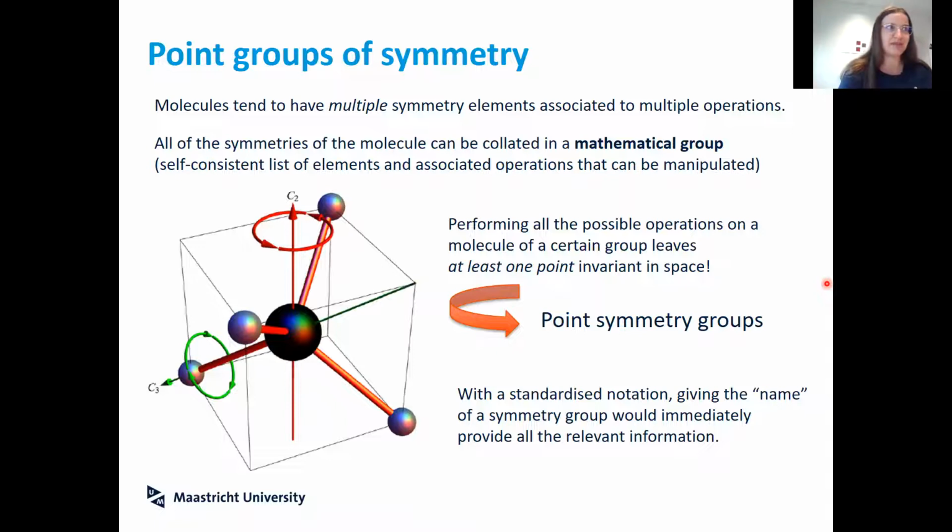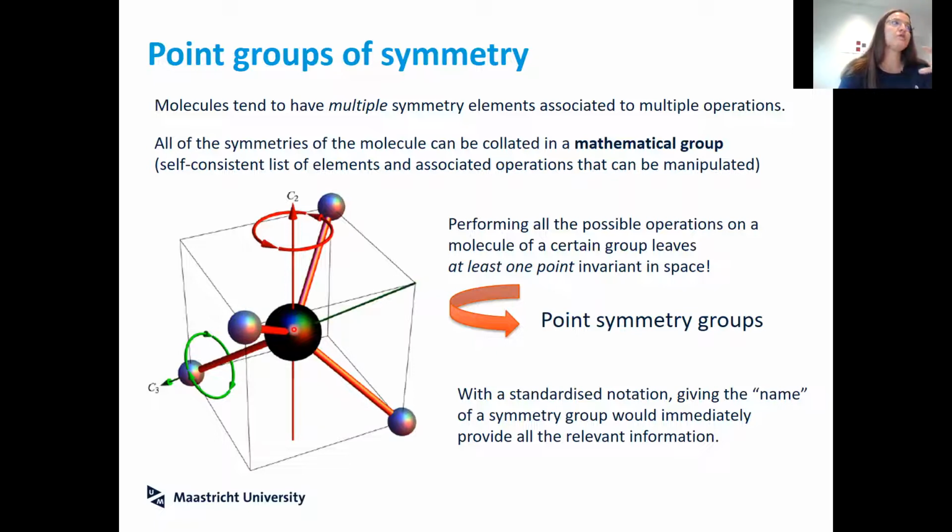There are people that spend their whole life working in group theory. We don't have to know the whole group theory to know that we can use a symmetry group. So the symmetry group that we use in molecular symmetry is a symmetry group in which we collate all the operations that can happen in a molecule.